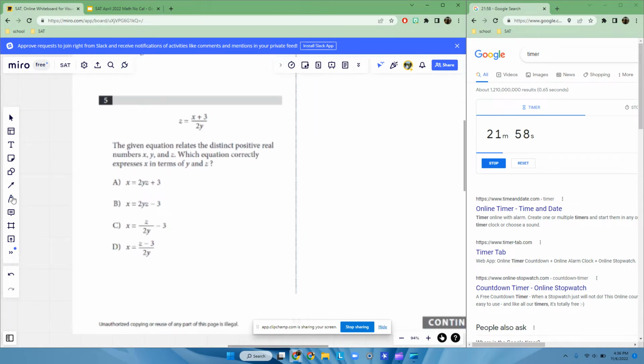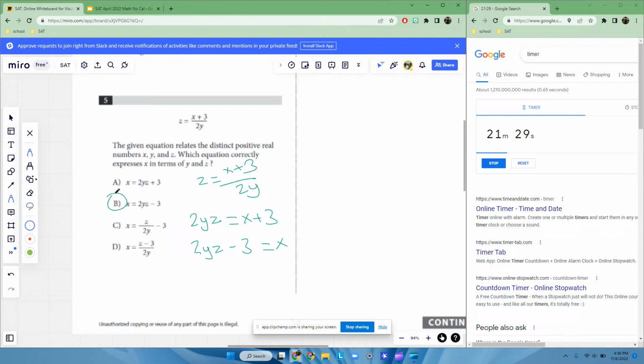Next question. The given equation relates distinct positive real numbers x, y, z. Which equation correctly expresses x in terms of y and z? So we're finding x. We have z is equal to x plus 3 by 2y. Take 2y to the other side. We get 2yz, since you're multiplying with z, is equal to x plus 3. Now, to find x, we just take 3 to the other side. So 2yz minus 3 is equal to x. So your answer is B.